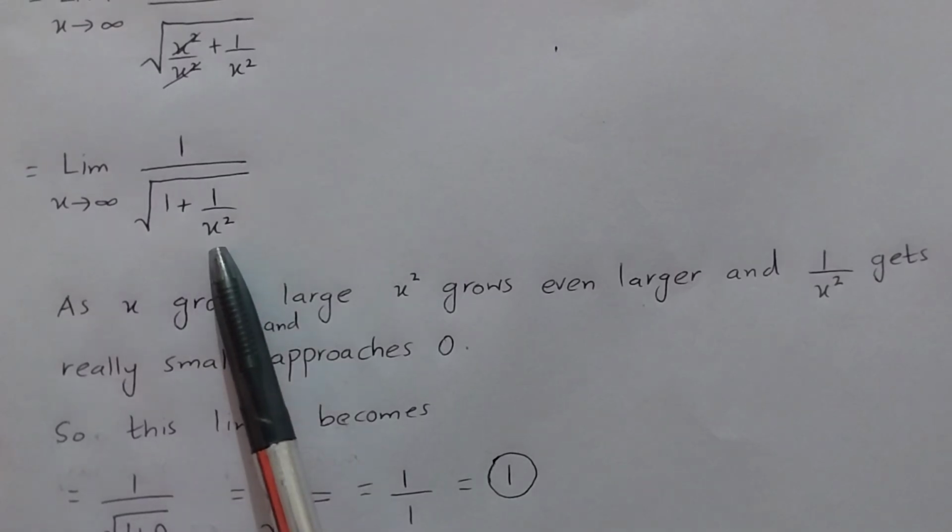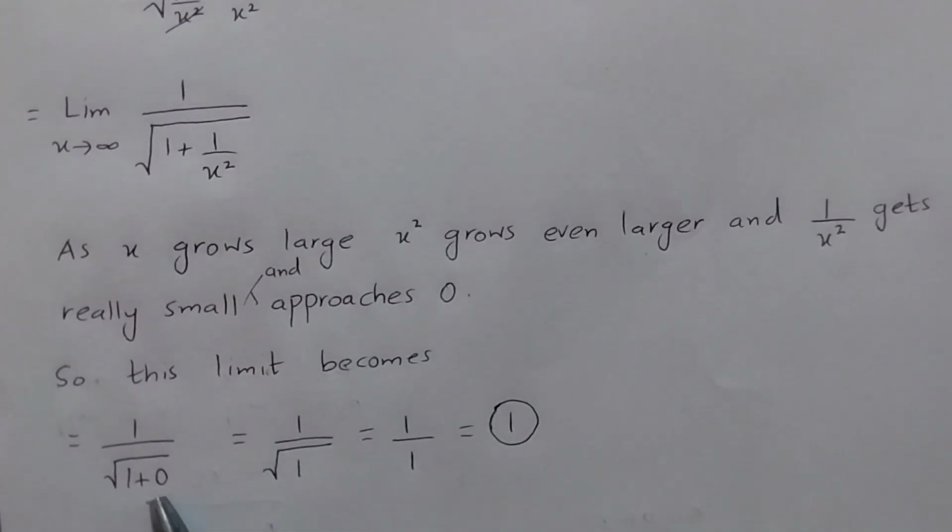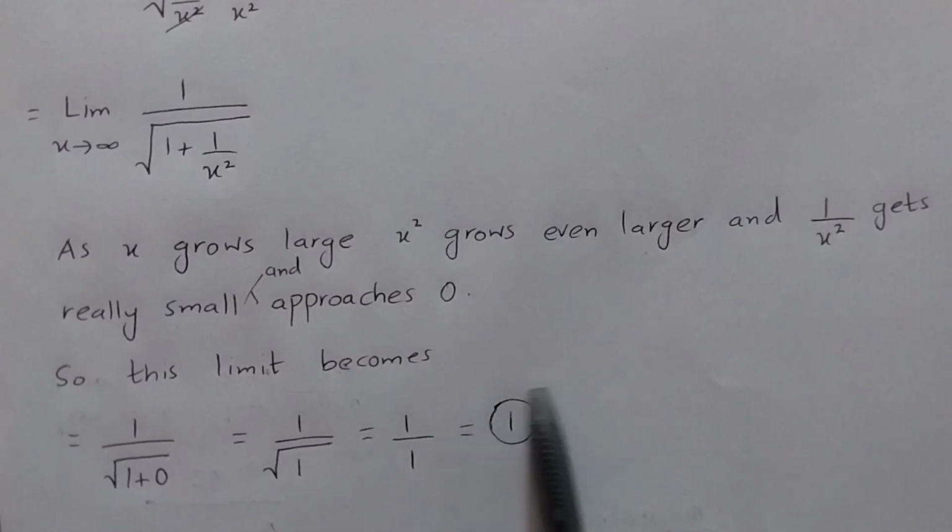So this term will approach 0, and we are left with 1 over the square root of 1 plus 0, and 1 plus 0 is simply 1. So 1 over the square root of 1 is equal to 1 over 1, and 1 over 1 is simply 1. So the limit is just 1.